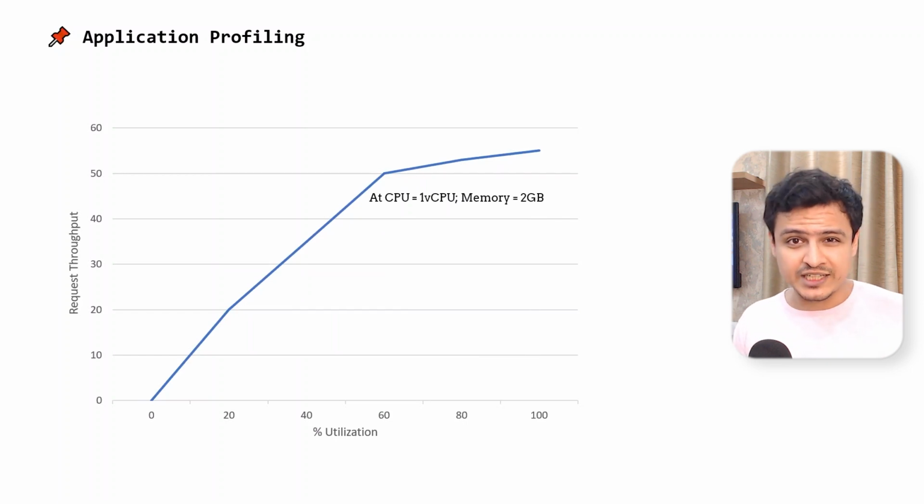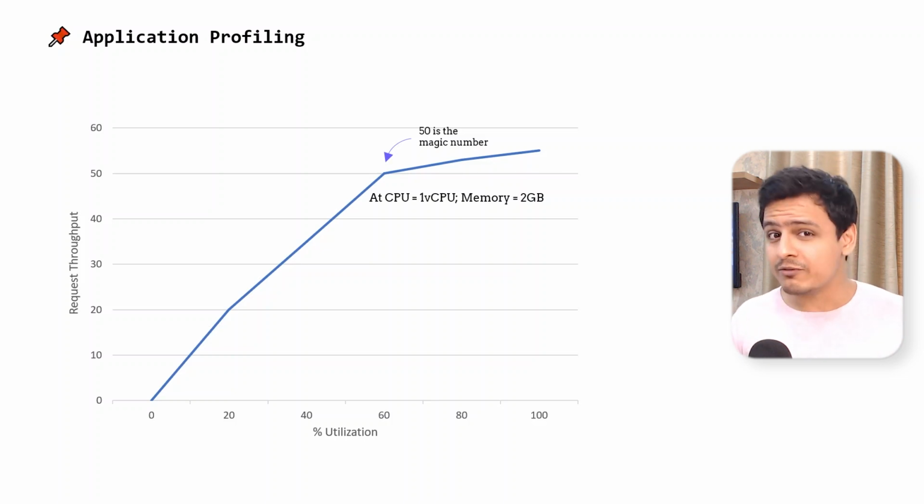Well, you derive this number by performing an exercise known as application profiling. Here, you progressively increase load to your application and observe its performance. You find this magic number by picking the point where the observed performance starts to drop off. For now, we'll stick with 50.